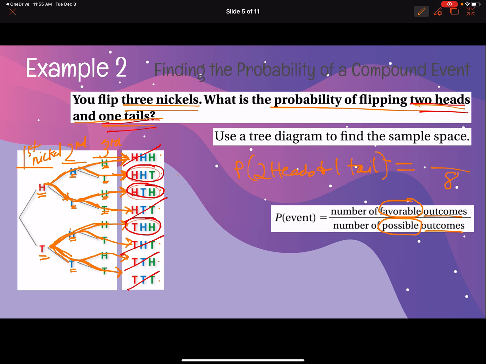So out of these options, the one that fits the criteria in my question, 2 heads and 1 tail, would be 3 out of those 8. So 3 out of those 8 is going to be my probability. Now, once again, I can convert that to a decimal and then write it as a percentage with my calculator, and we get 37.5%.